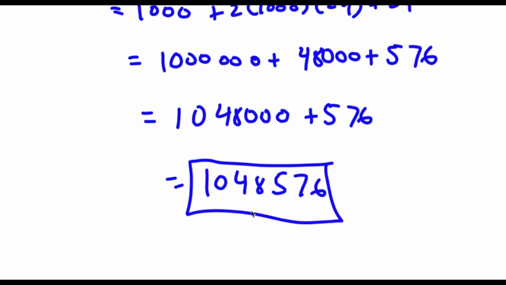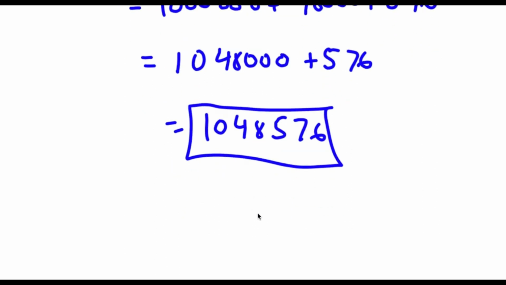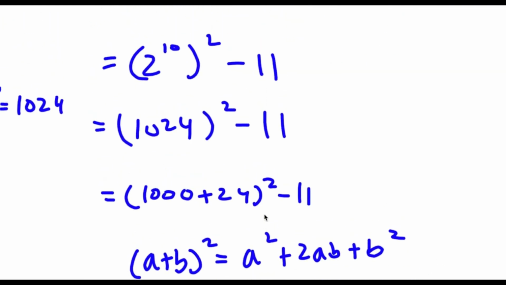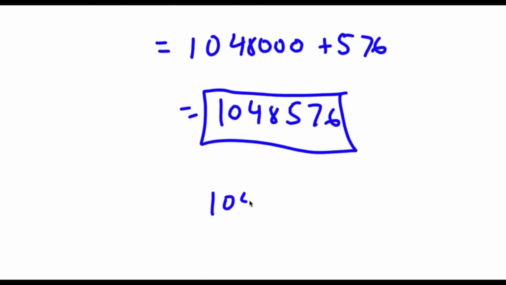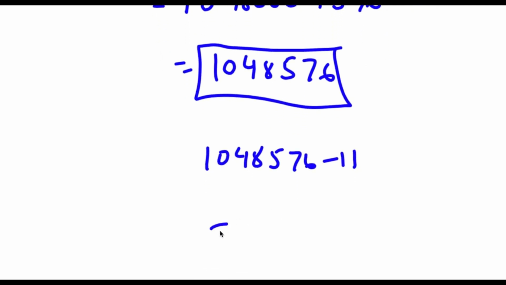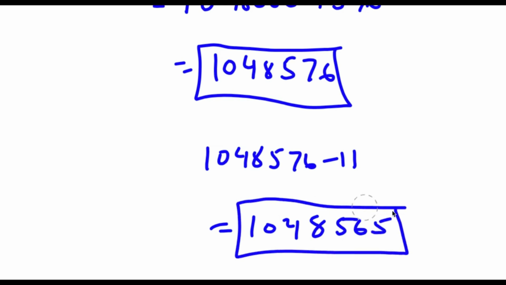So this is our answer. However, remember, we have this minus 11. So now I have 1,048,576 minus 11, which is equal to 1,048,565. Sorry, 1,048,565. So this is my actual answer.